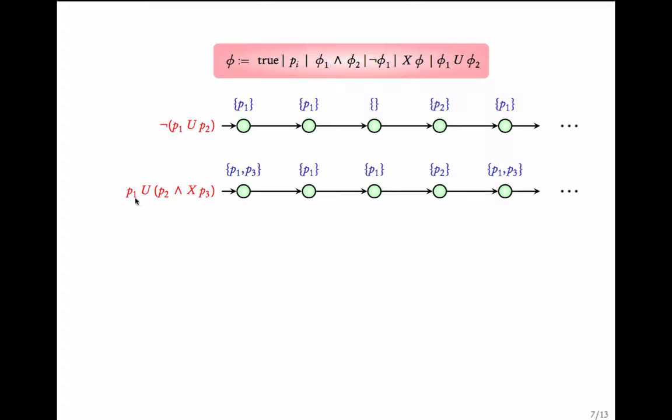This formula says that P1 until P2 and XP3. Let's first look at this formula. P1 until P2 and XP3. Here P2 is true and XP3 is also true. This is the point where P2 and XP3 is true. Until that point, P1 is true. This says that P1 is true until this formula holds. P1, P1, P1, and at this point, P2 and XP3 is true.